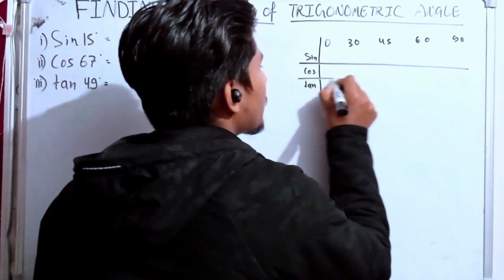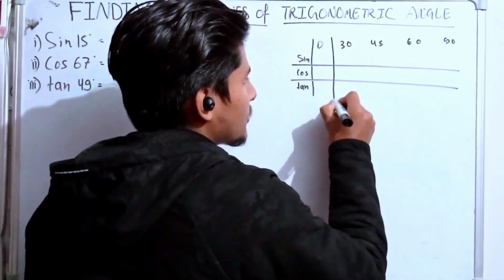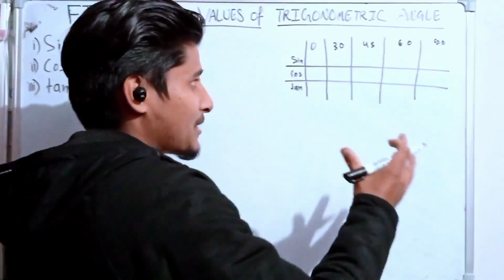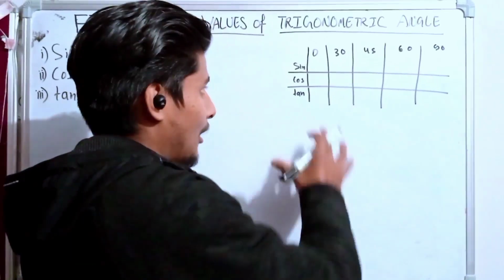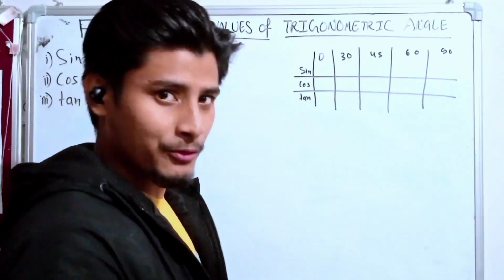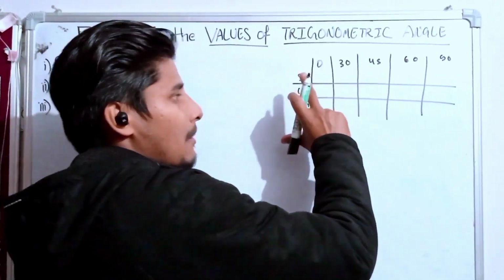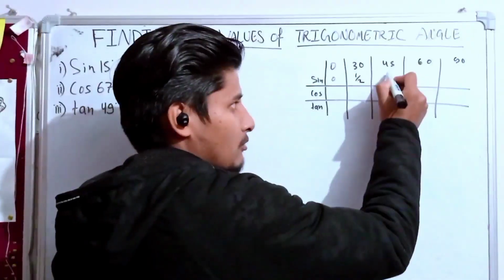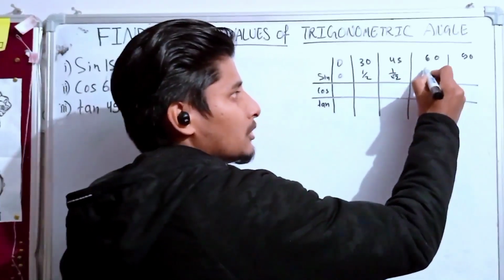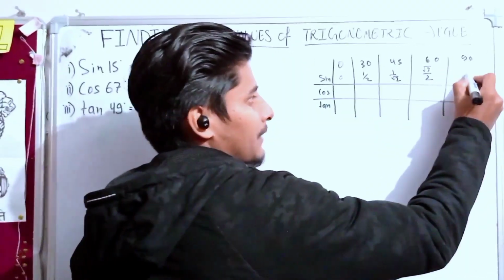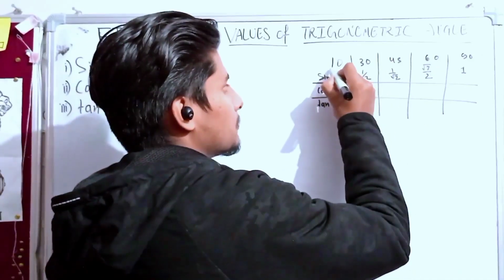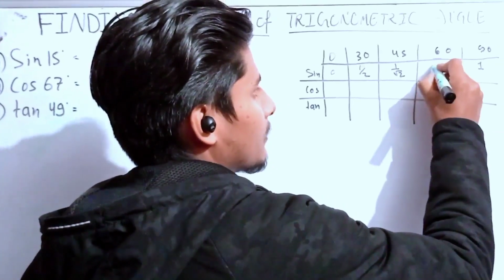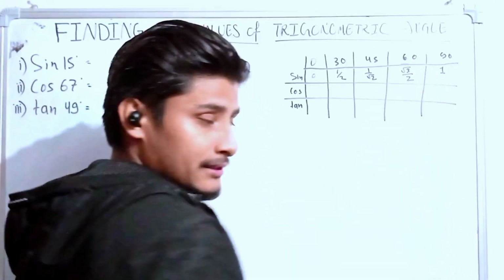Now I hope you know the basic technique, or you can say trick, of how to find the values. If you don't know, we can do it today. The first value for 0 is 0. For 30, it's 1 by 2. Then 1 by under root of 2, root 3 by 2, and this is your 1. These are the values of sine under the different angles.